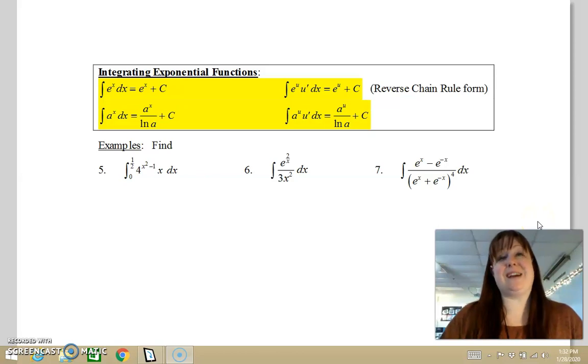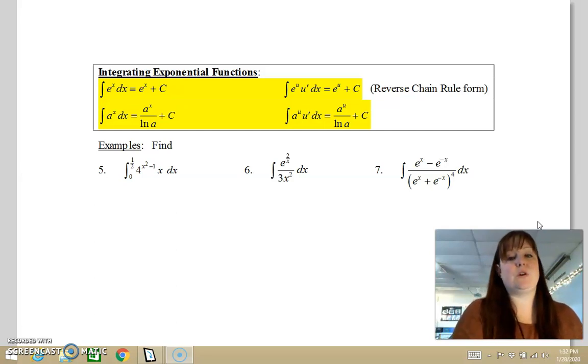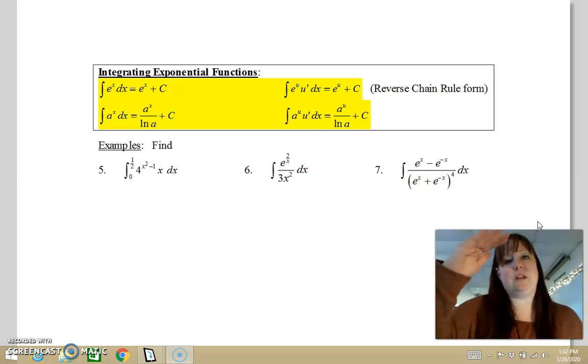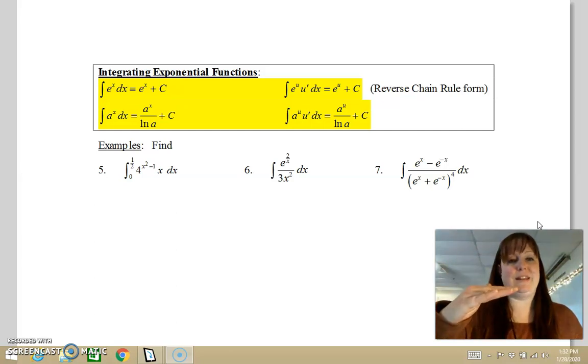All right, so integrating is actually just as easy as deriving these. I'll let you look at these rules for integrating. If the derivative of e to the x is e to the x, then the integral of e to the x would also be e to the x, right? They just keep going back and forth.